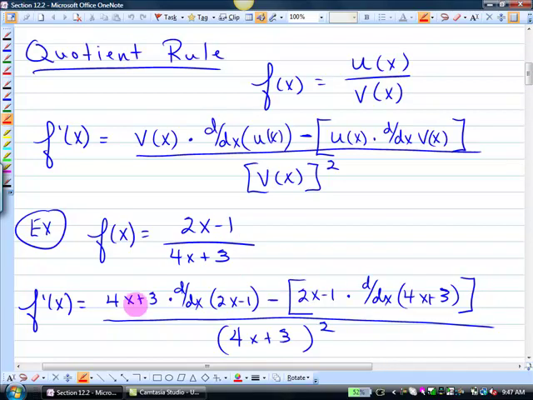All right? The bottom, 4x plus 3 times the derivative of the top minus, and put that stuff in brackets. If you don't, you're going to make a sign error because it's minusing the whole thing. And that can get a little bit complex. You don't want to miss a sign. So it's 2x minus 1 times the derivative of 4x plus 3 all over 4x plus 3 squared.